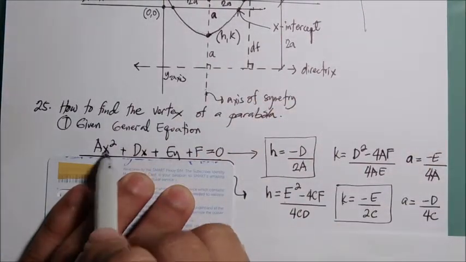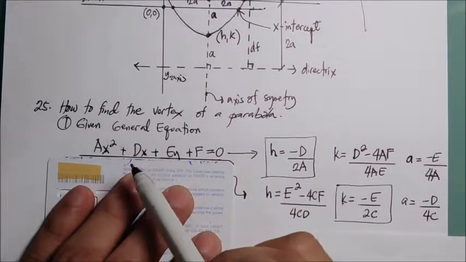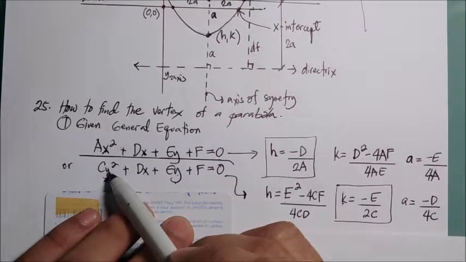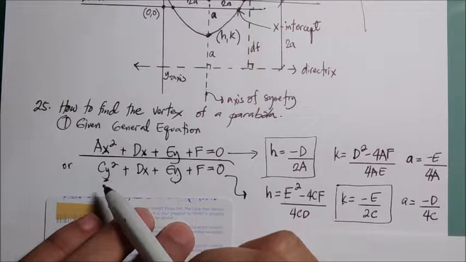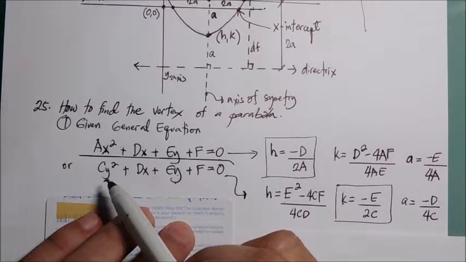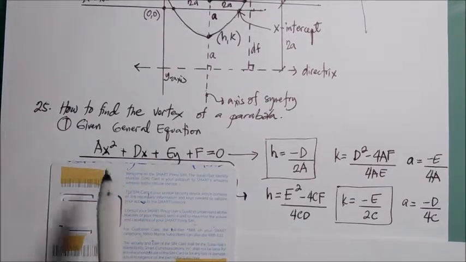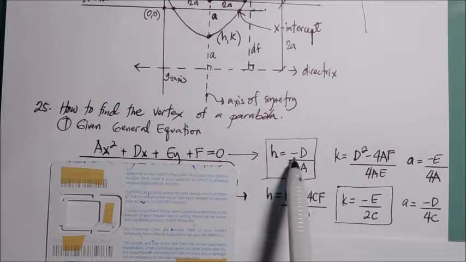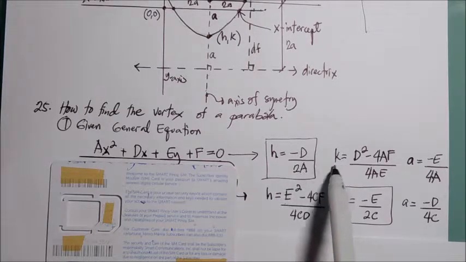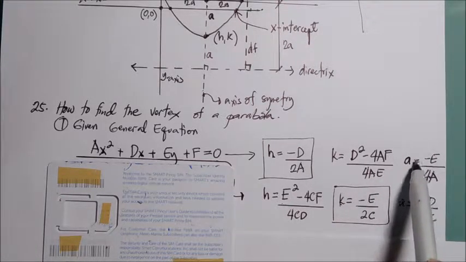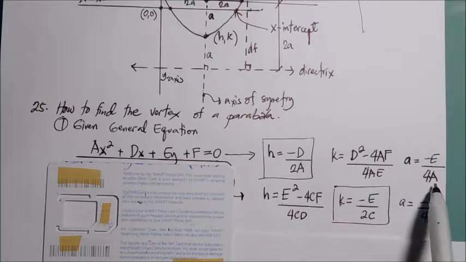I'm discussing given this kind of equation in terms of x squared, because a parabola can never have both x squared and y squared present. It's either one of them, except when there is a presence of b. So if the equation is in terms of x squared, your h can be computed as negative d over 2a. Your k can be computed as d squared minus 4af over 4ae. And the value of a can be computed as negative e over 4a.